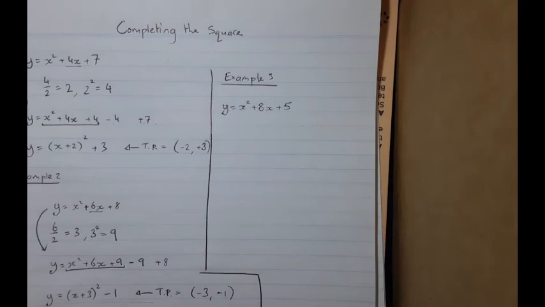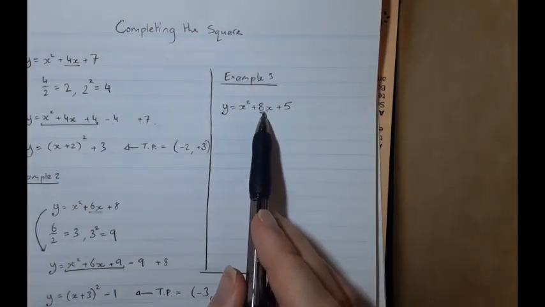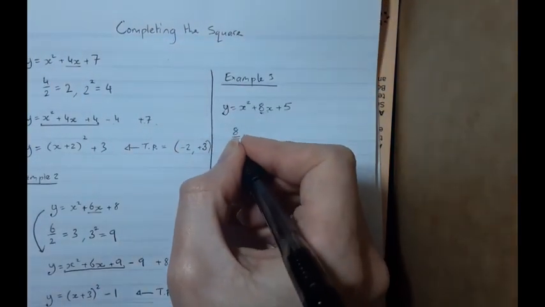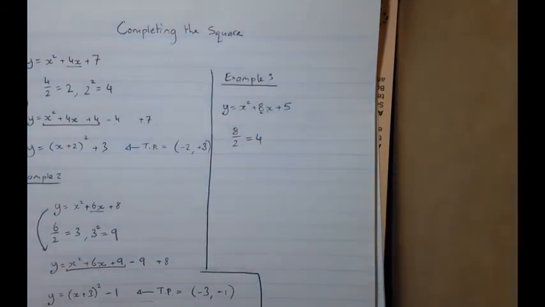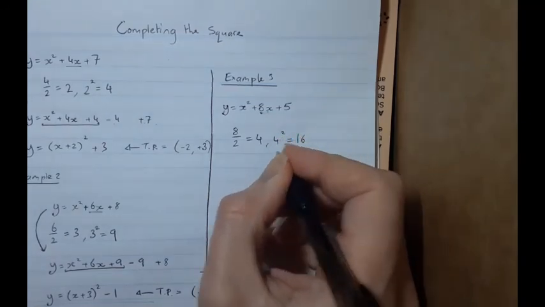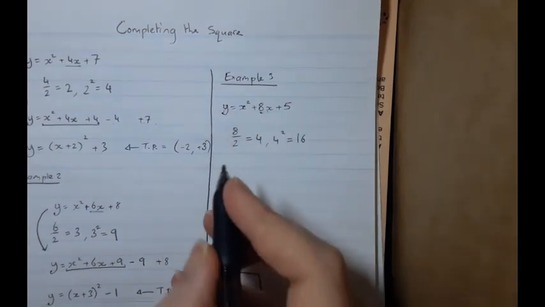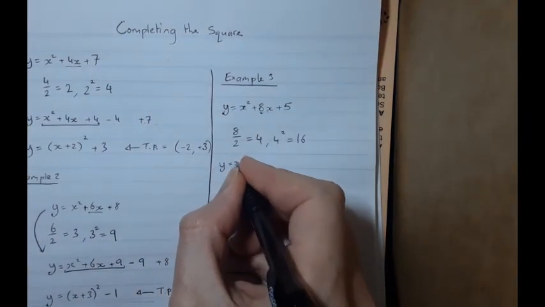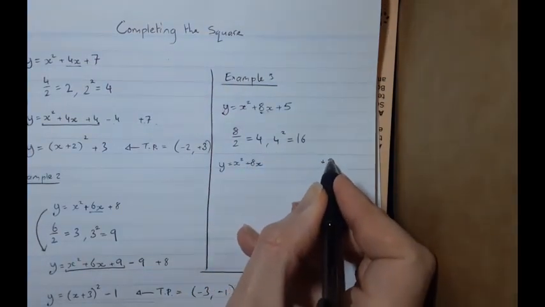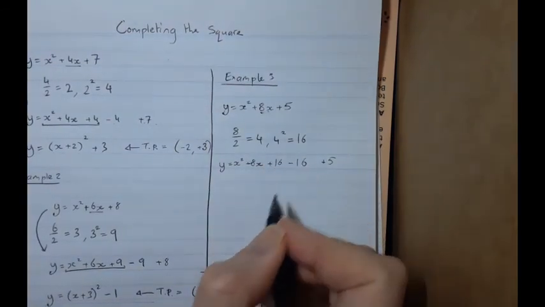So again, first thing I need to do, I need to find my middle term, or my x term, find the coefficient, 8, and I want to find half of 8. Half of 8 we know is equal to 4, and then we want to square that number. 4 squared is equal to 16. We then want to write our original equation again, but leaving space to plus and minus 16. So we're plus 16 minus 16.